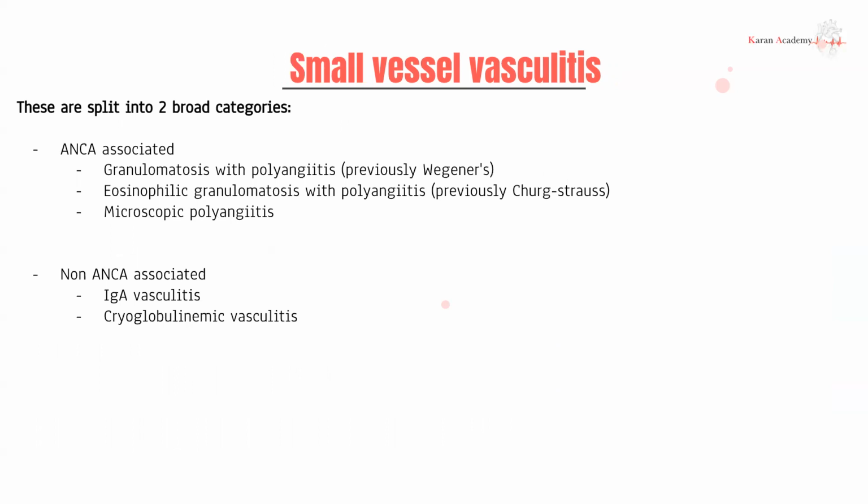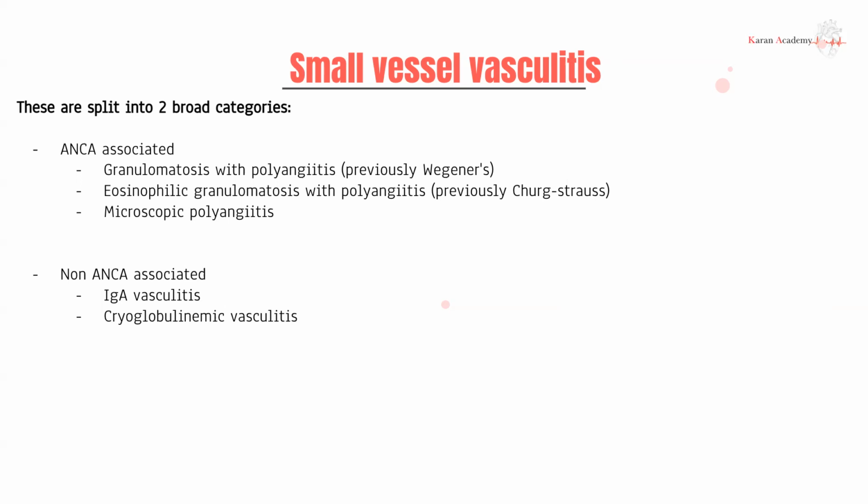And within ANCA, you have these three conditions, and I hate the names of all three of them. So firstly, you have granulomatosis with polyangiitis, which was previously called Wegener's. And then you have eosinophilic granulomatosis with polyangiitis, previously called Churg-Strauss vasculitis, or Churg-Strauss polyangiitis. So there's Wegener's polyangiitis, Churg-Strauss polyangiitis, and then microscopic polyangiitis.